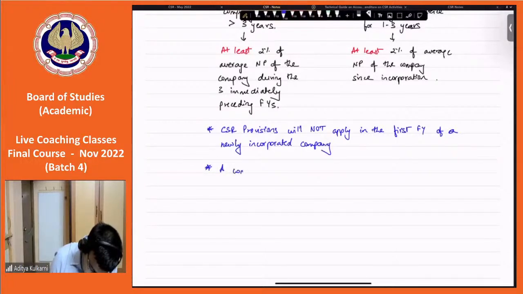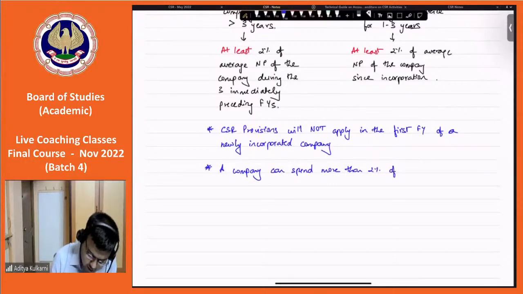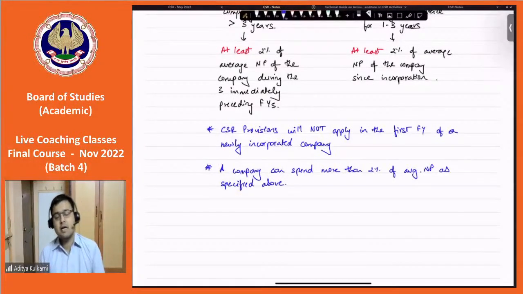A company can spend more than 2% of average net profits as specified above. The question is, can I carry forward the excess spends to be set off in the subsequent years, or should it be expensed entirely? We will see that later on. Okay, we will see that later on.